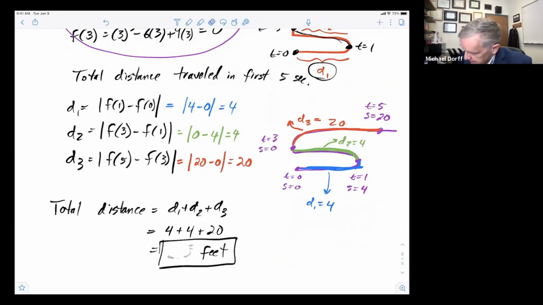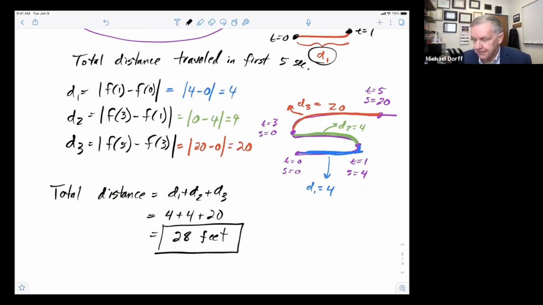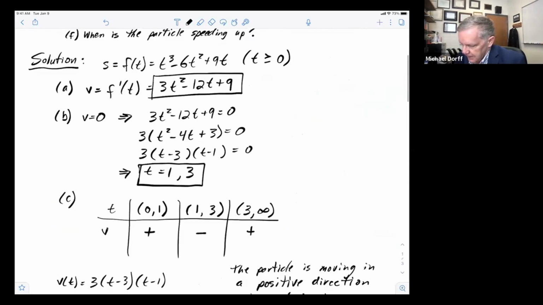Let me rewrite that so it looks cleaner. Yeah, 28 there. Okay. Again, don't make the mistake of thinking that you're going to do f of 5 minus f of 0. That's the displacement, but it's not the total distance traveled, because some of the time it's moving backwards. All right, that was part E.